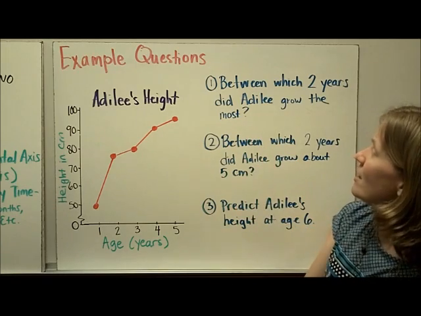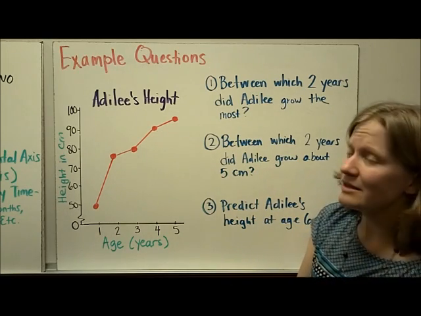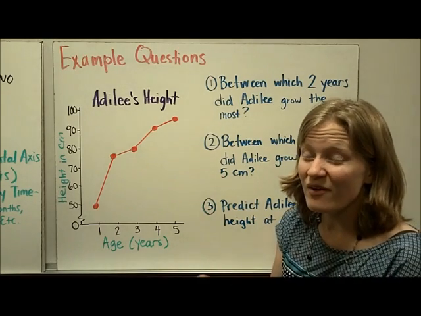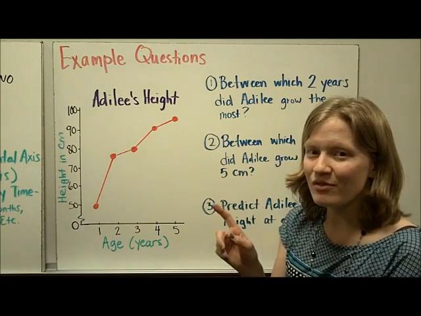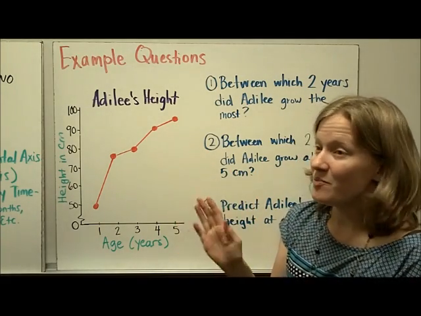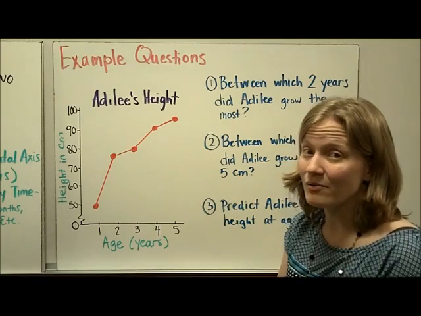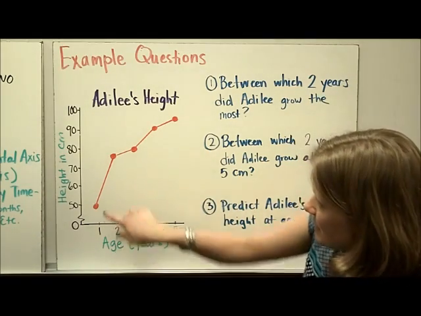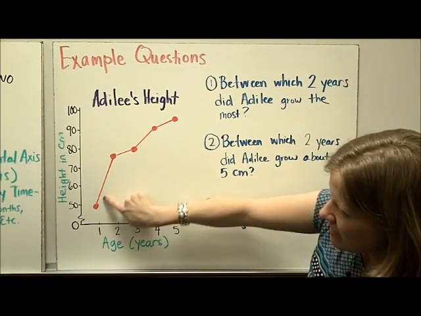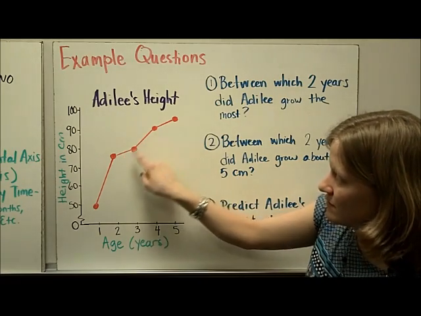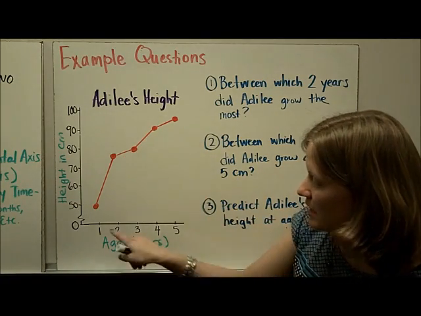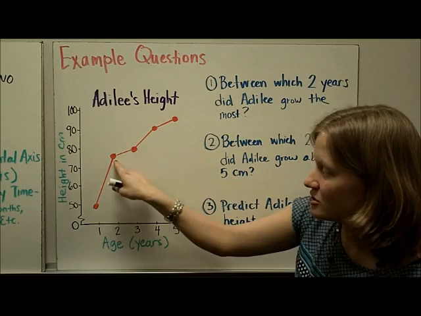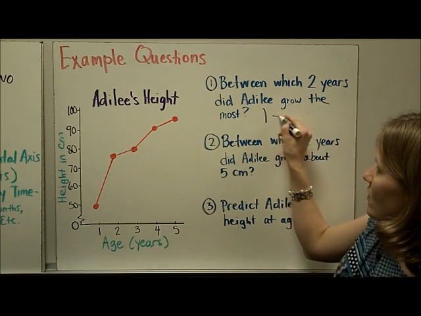So number 1, between which 2 years did Adley grow the most? Well, if I'm looking for where she grew the most, I want to think, oh, the biggest change, the biggest increase will be the part of the line where it's the steepest. And it's easy to see that this part of the line here is very steep compared to each of these others. So between ages 1 and 2 is where she had her biggest growth.